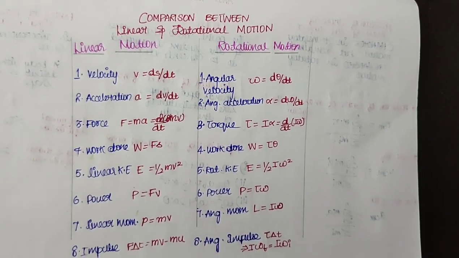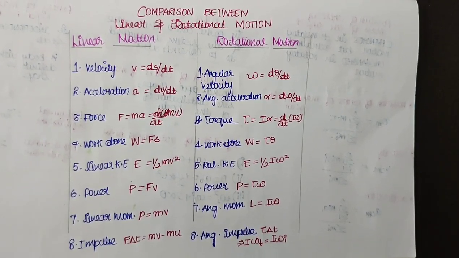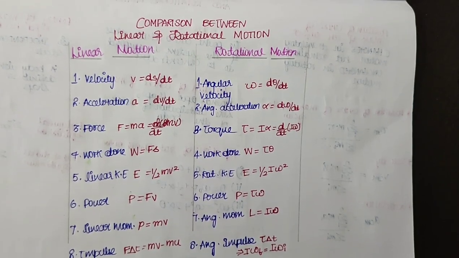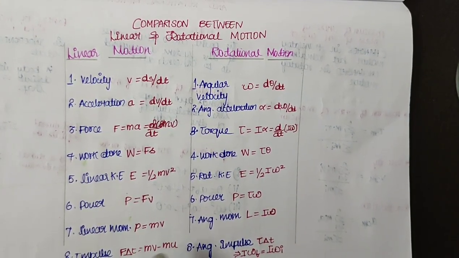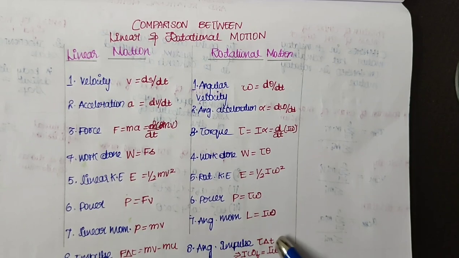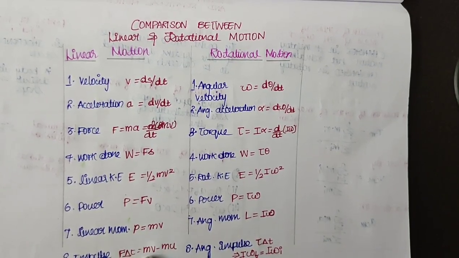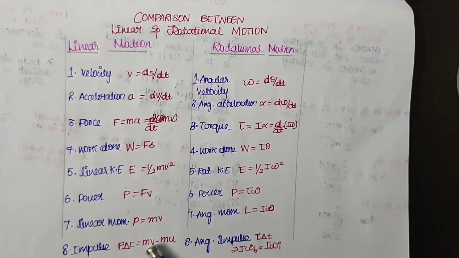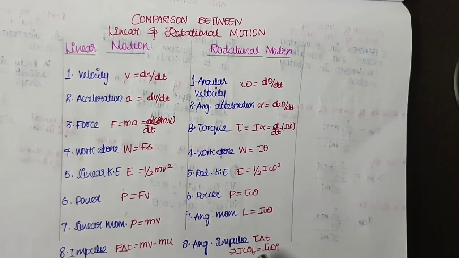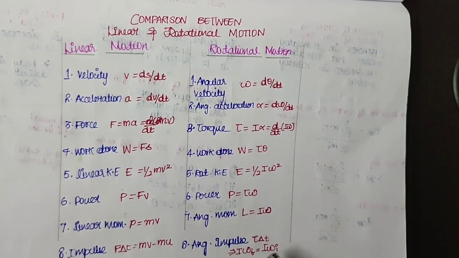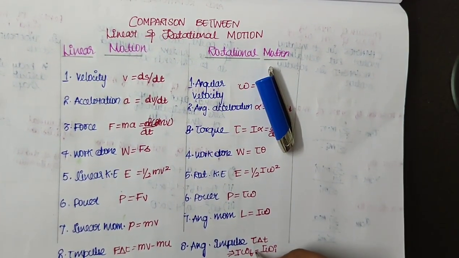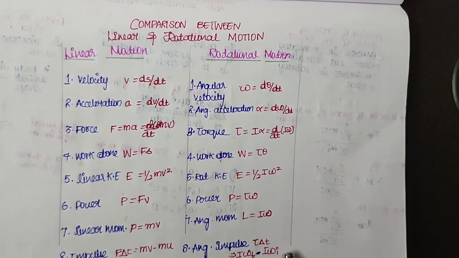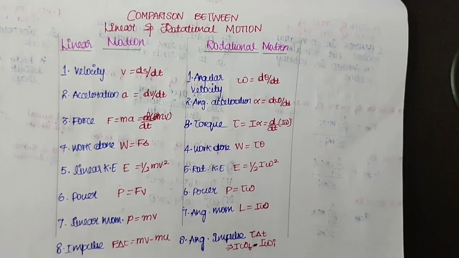Now to talk about the last formula, which is impulse, which is nothing but the change in momentum, F into delta t equal to mv minus mu. So what you will be doing is, instead of F you will substitute torque, and delta t will not change, and instead of m you will change it to I, and instead of v it is omega f, that is the final angular velocity, and minus, I'm sorry, it is I omega i, that is the initial angular velocity.